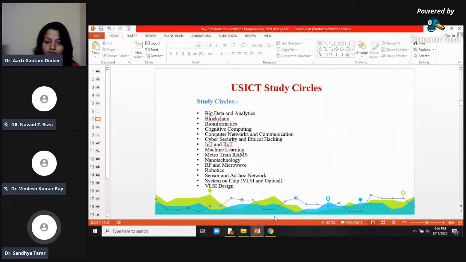And sensor and ad hoc networks, which are really important these days. Every communication device we are using, whether it's a mobile or any other device, everything is based upon sensors and ad hoc networks these days.